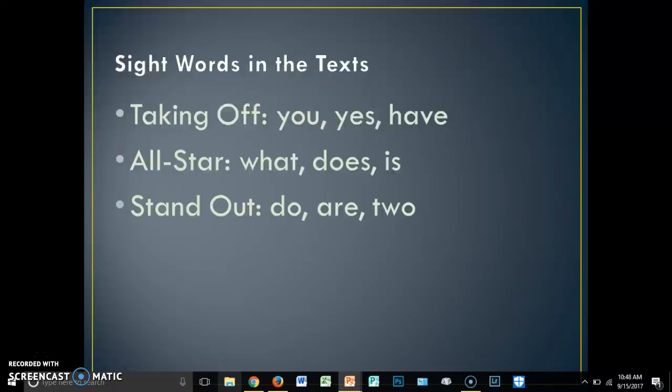In Taking Off, Kathy found the sight words you, yes, and have in her unit on food. Connie found what, does, and is in her unit on health. I found do, are, and to in Stand Out in the unit on shopping.